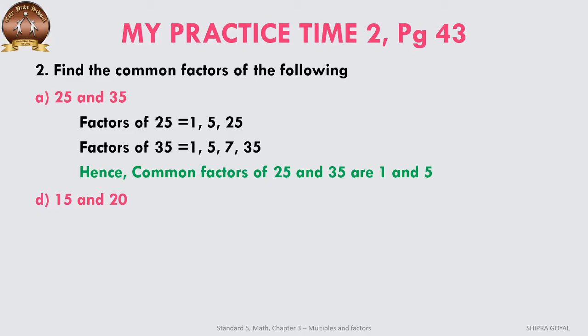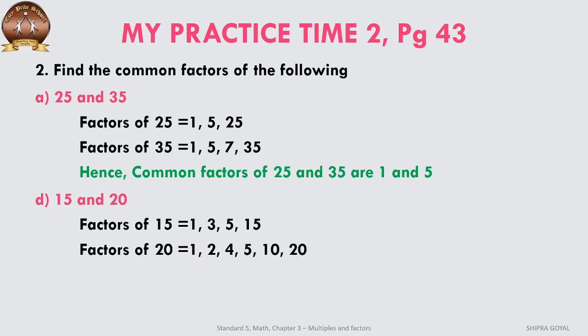The D part, 15 and 20. We have to write common factors of 15 and 20. For that, we are first going to write the factors of 15. The factors of 15 are 1, 3, 5 and 15. Then we will write the factors of 20. The factors of 20 are 1, 2, 4, 5, 10 and 20.